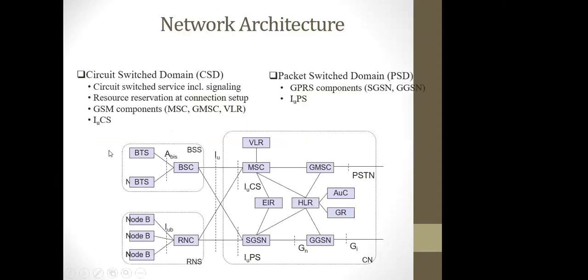If we have both 2G and 3G, then in the case of 2G it is called BTS, and the controller is called BSC, base station controller. They all are connected to the same core network components: MSC, GMSC, or SGSN, GGSN.